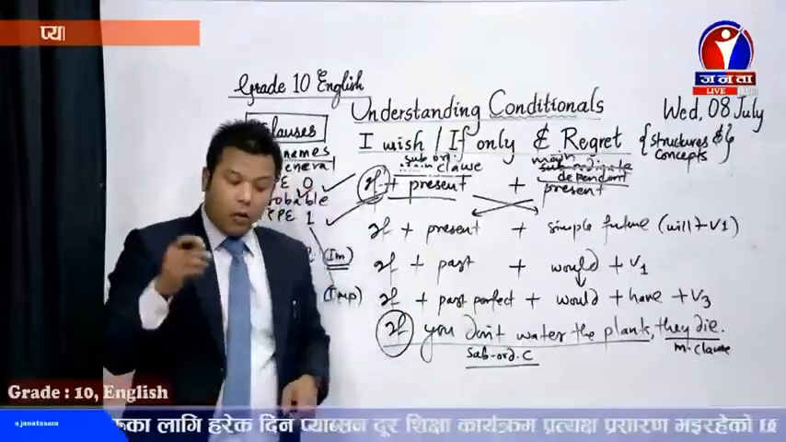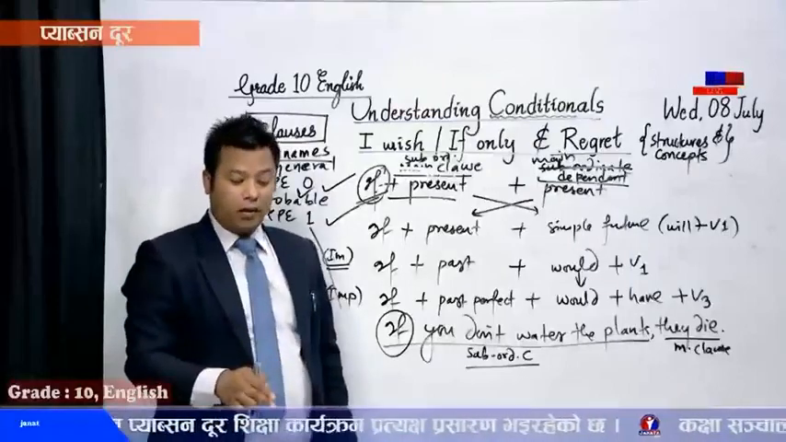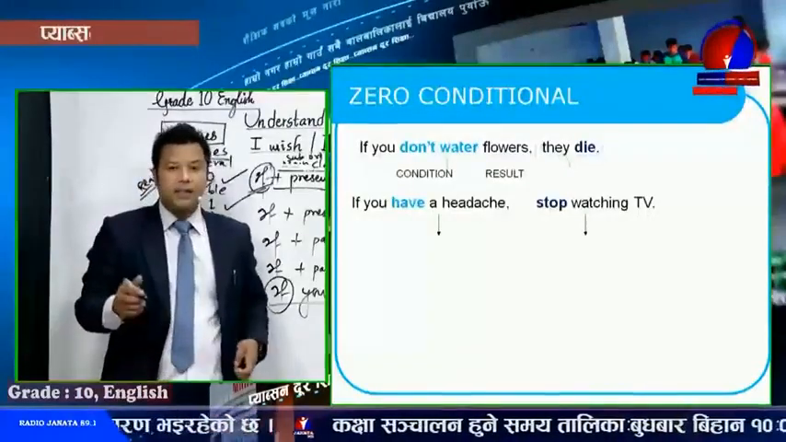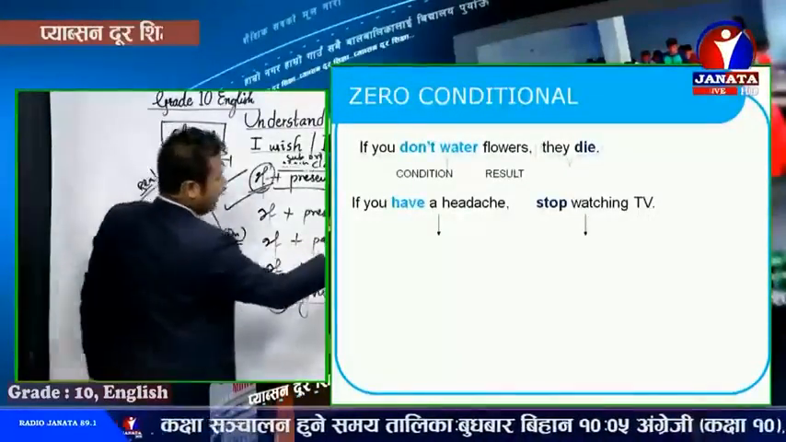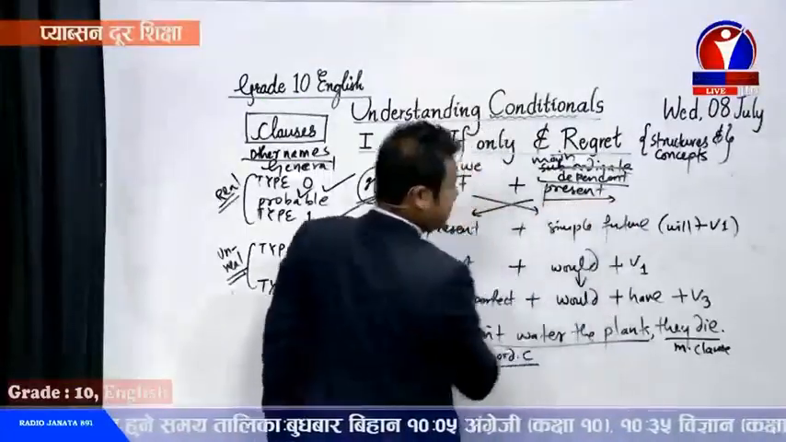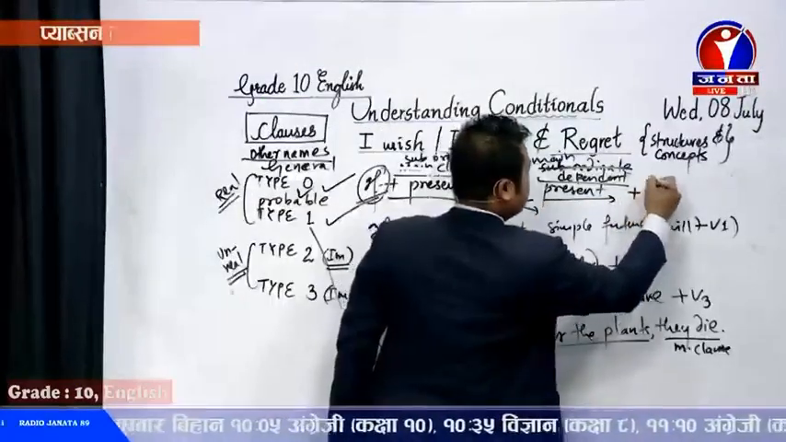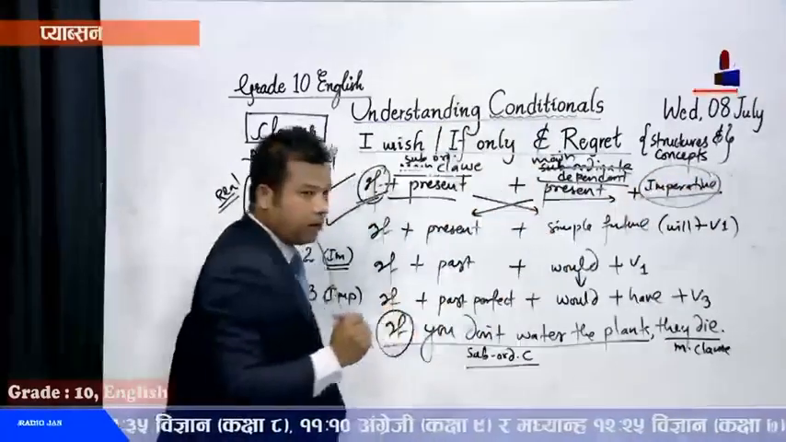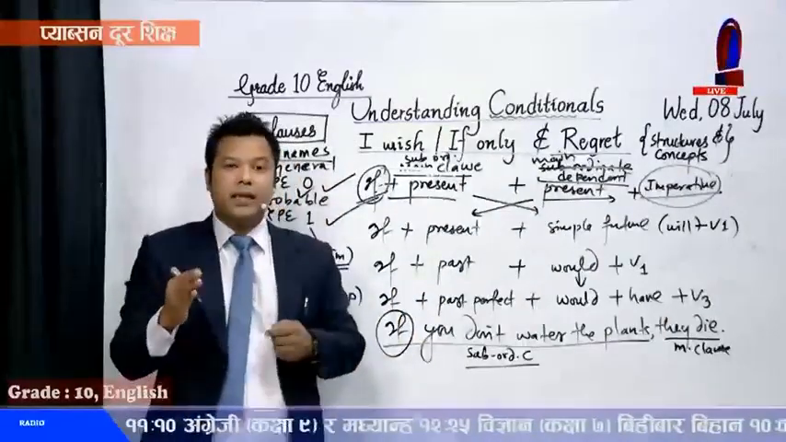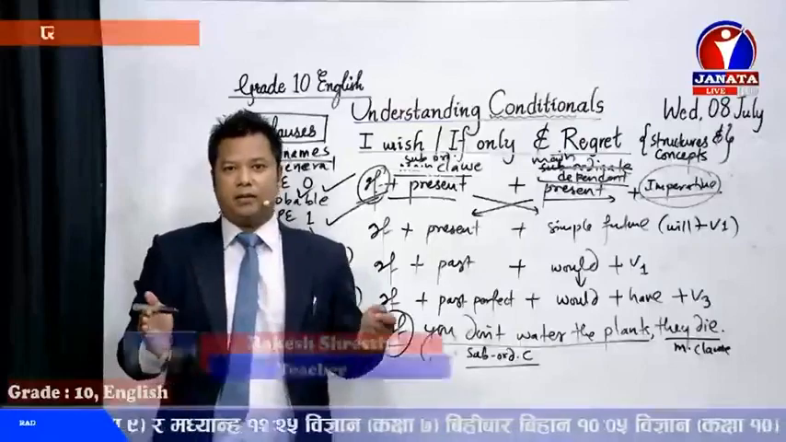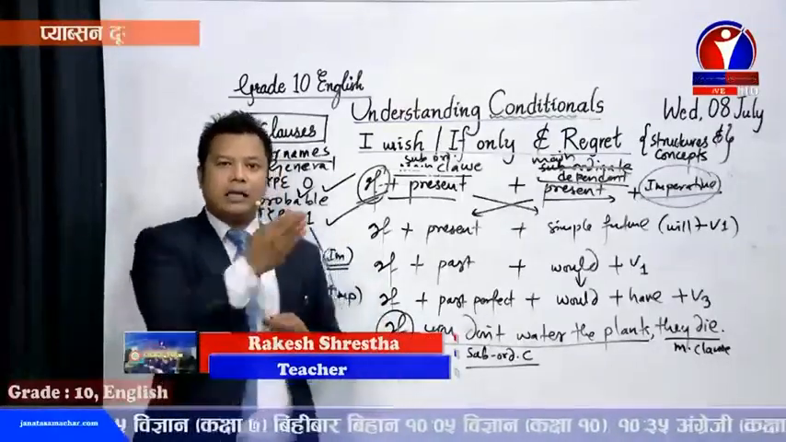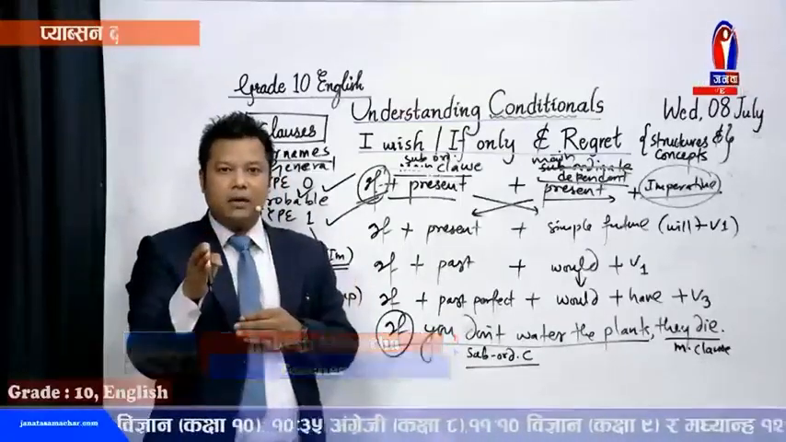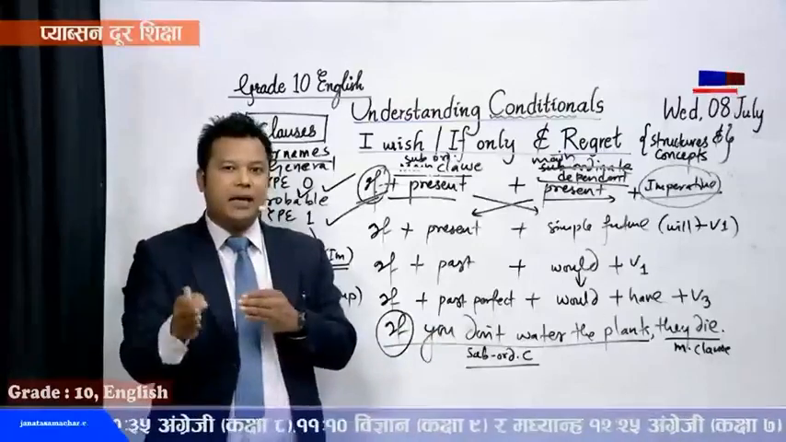Now, typically, there is one more structure of zero conditional. See the second example on your screen. If you have a headache, stop watching TV. Here, I have said that you can use present and present, but with present, sometimes you can use a simple imperative structure. Simple imperatives like, if you are sick, visit the doctor. Quite simple. If you don't understand what I just explained, rewind my teaching. If you are watching me, you can understand everything.